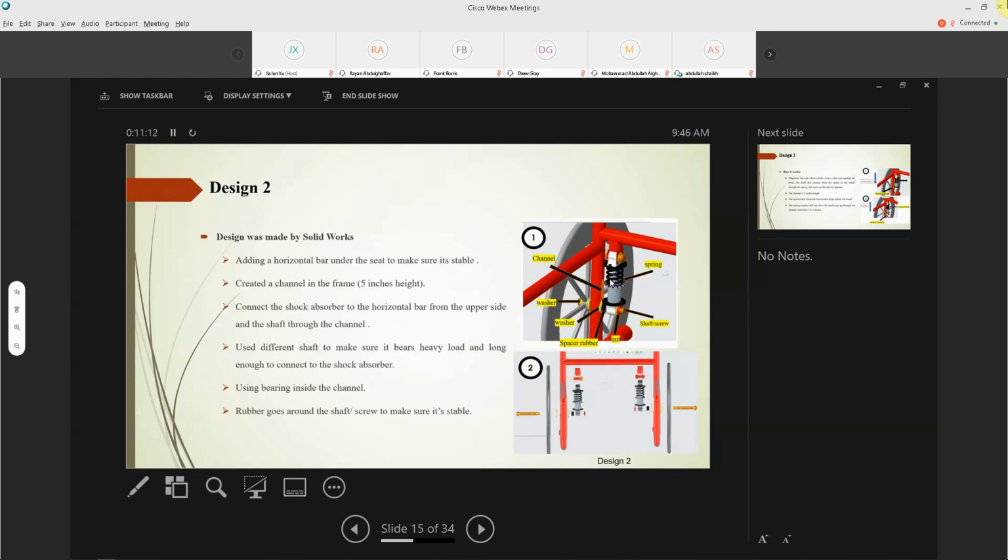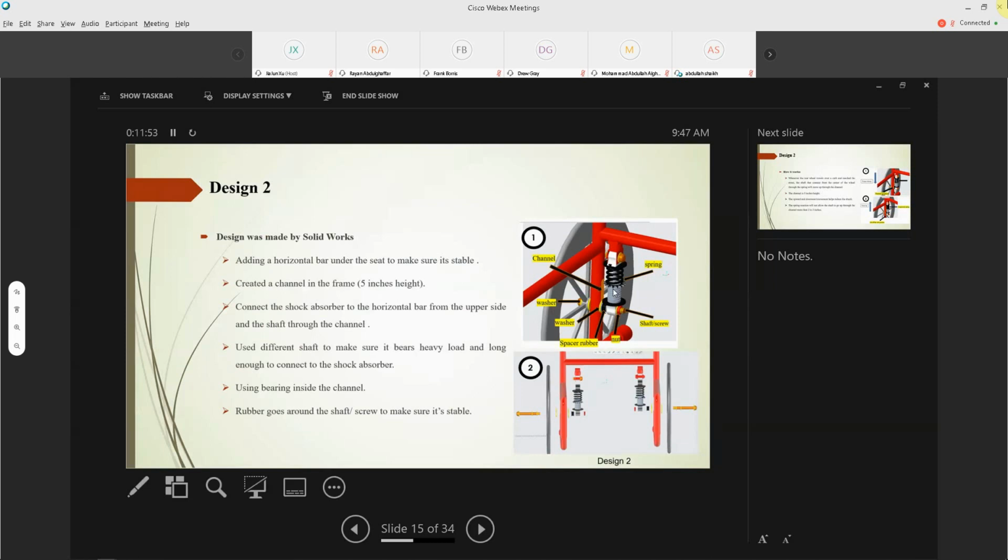So moving to design two, the second design was based on improving the stability and increasing the safety of the wheelchair. The system consists of a horizontal bar, shock absorber, screw, and a channel, as shown on the right. The horizontal bar is attached under the seat to support the stability of the chair. The upper side of the spring is linked to the horizontal bar, and the lower is the screw, which is the main key of our design, going from the center of the wheel through the channel to the shock. The channel is created 5 inches high on the back to allow the screw to go through it.